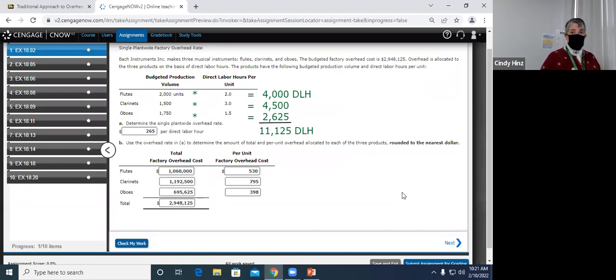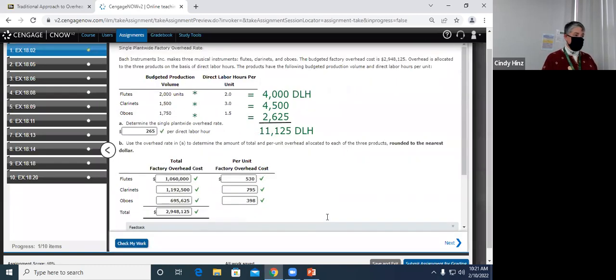So this is the traditional approach. This is what we have been doing every time we've looked at overhead since chapter 16. Any questions on this exercise? Everybody okay with that part? That's just the review. Let's move on then.